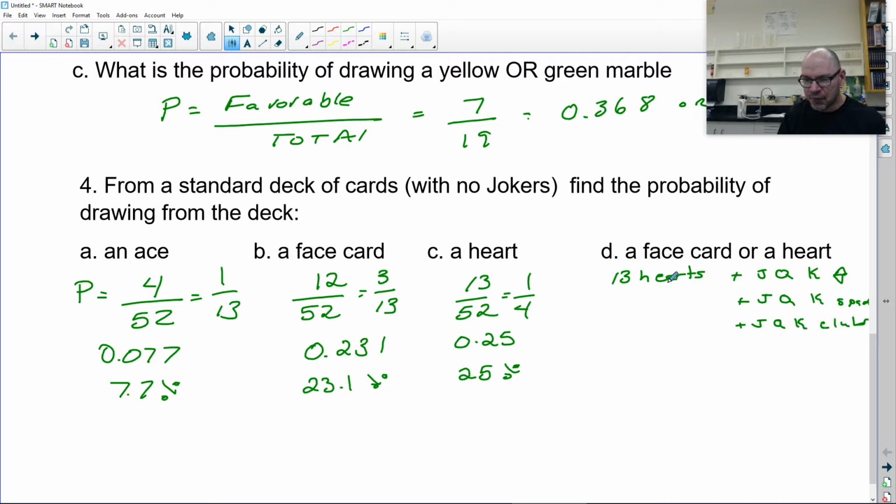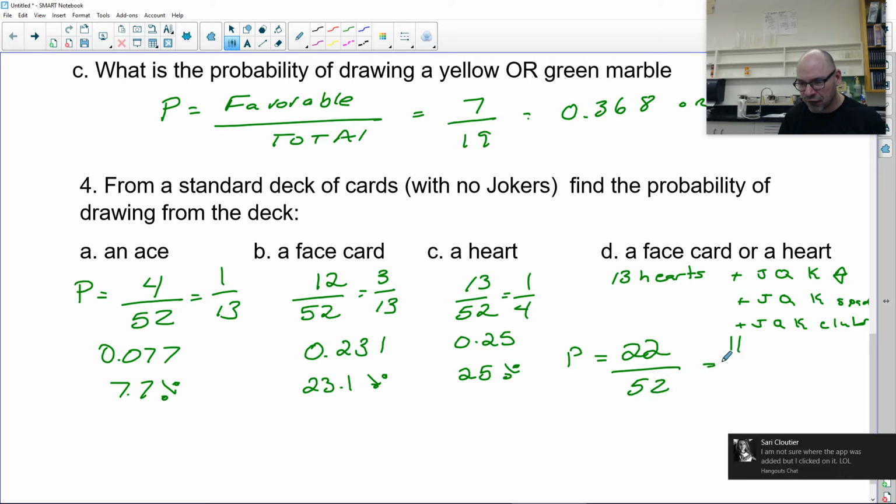So we've got 9 extra, because we don't want to count those. We count those 13 hearts plus 9 extra. So that's 13, 14, 15, 16, 17, 18, 19, 20, 21, 22. So we have 22 favorable draws out of our 52. Okay, that's 11 out of 26 if we reduce it.